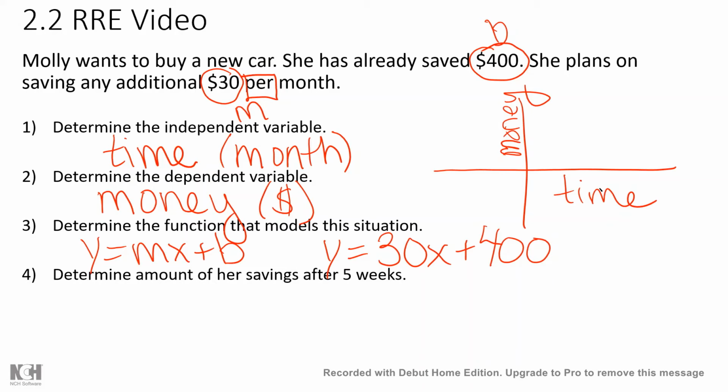So we've got our function y equals mx plus b. Now relating back to our graph, that means it starts up here somewhere on the y-axis, up at 400. And this is a positive 30, so we are increasing as time goes on.